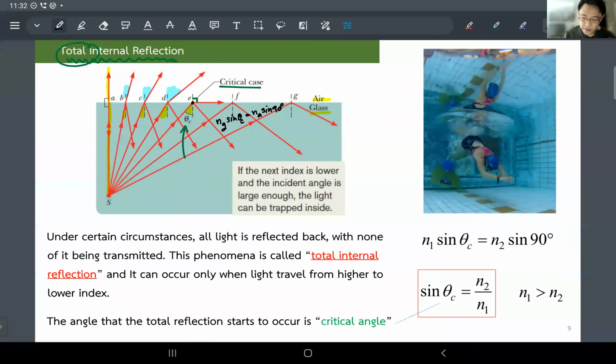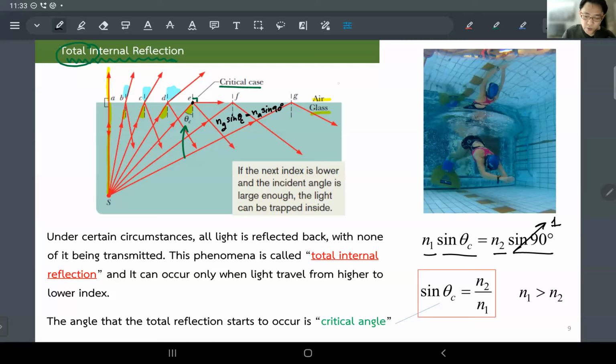So the conclusion is you can figure out critical angle by setting the N1 side of the critical angle that you want to pick, you want to calculate. And then you set it to N2, the second medium, and then you set angle of the second medium, refracted angle to be 90 degree. Sine 90 is always 1. So the sine of the critical angle is just going to be ratio between N2 over N1.